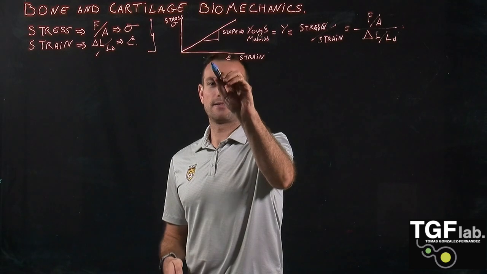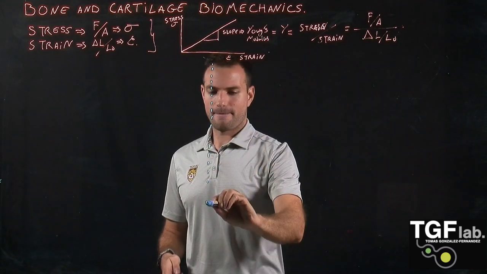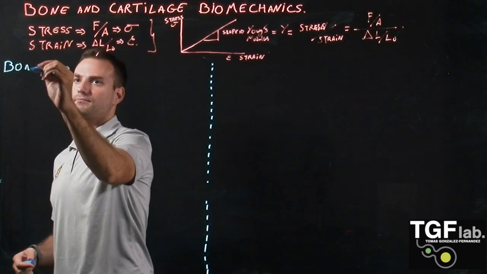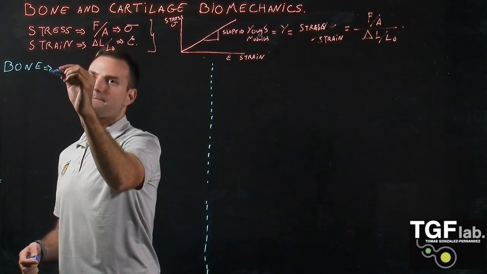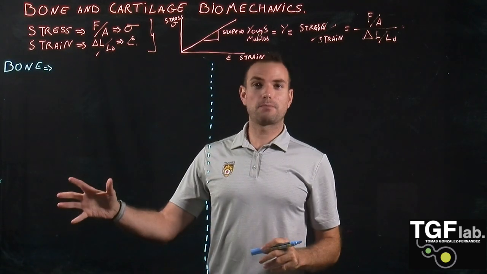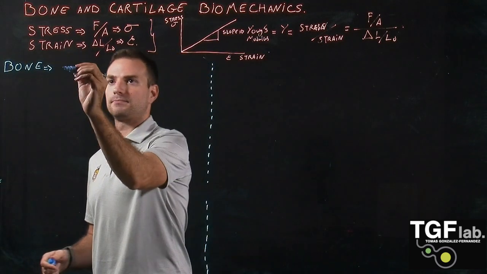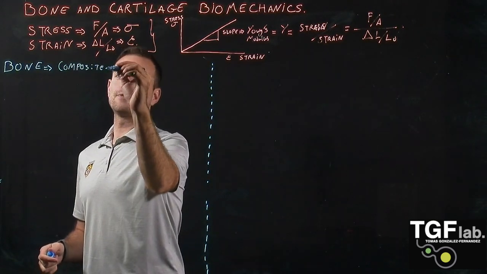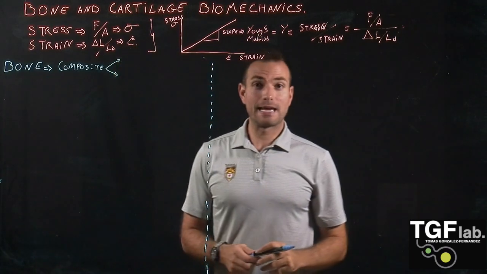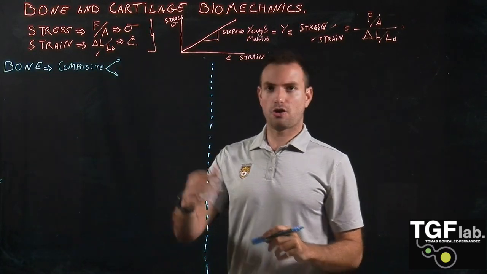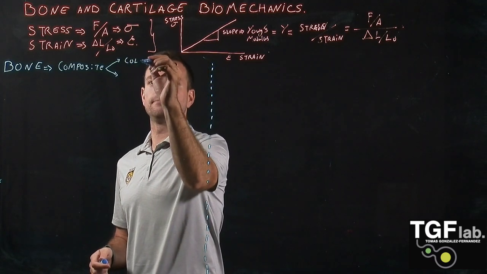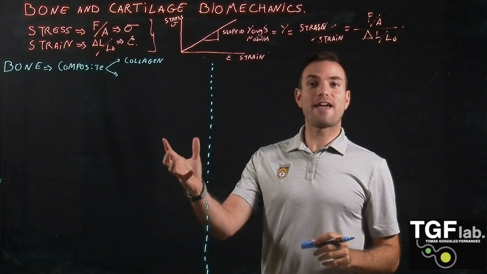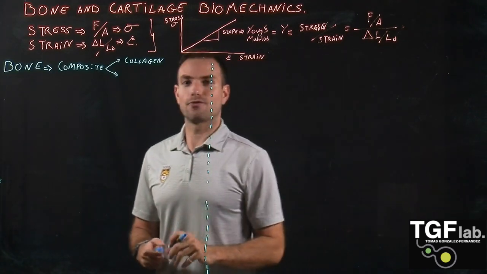So first, we are going to look at the bone. The bone, as we have seen in the previous lecture, is a composite, and is formed by two different materials. It's formed by a fibrous material, which is collagen, specifically collagen type 1. And it's also formed by a ceramic phase, which is the hydroxyapatite crystals, the calcium phosphate.